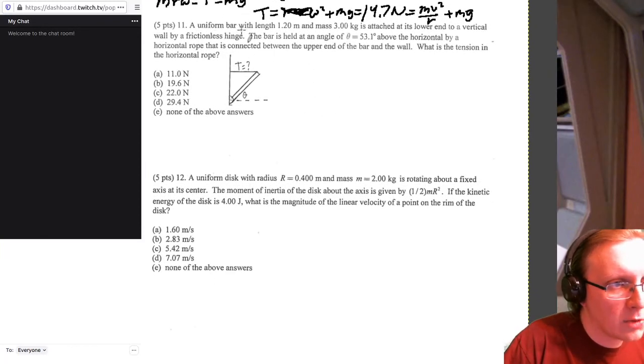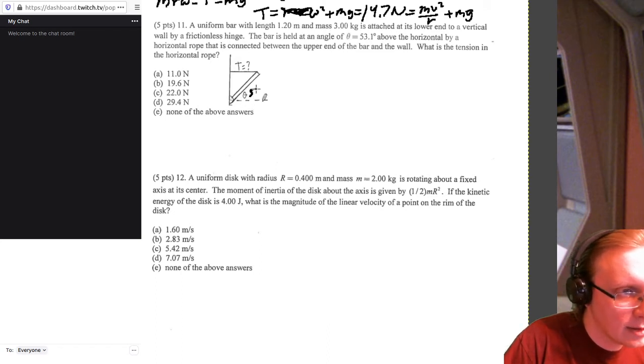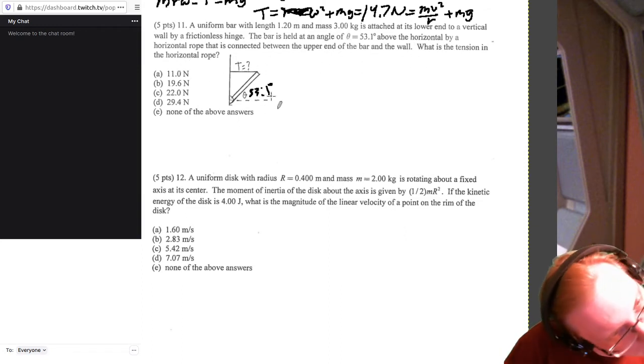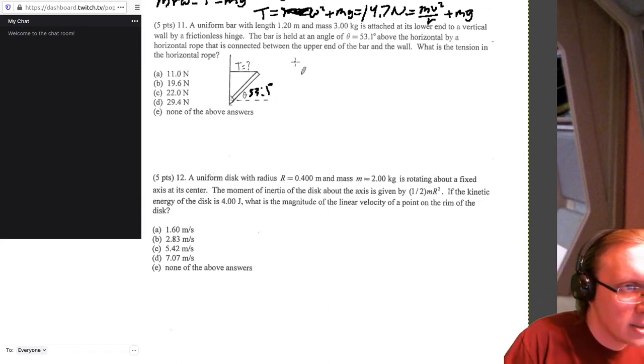A uniform bar with length of 1.2 meters and mass of 3 kilos is attached to the lower end of a wall by a frictionless hinge. The bar is held in place at an angle of 53.1 degrees to the horizontal by a horizontal rope that is connected between the upper end of the bar and the wall. There is tension in the horizontal rope. Okay, so this is a sum of torques equal to 0.